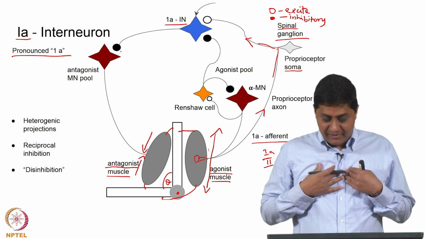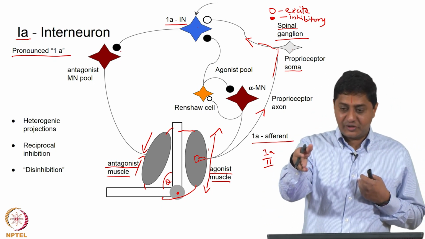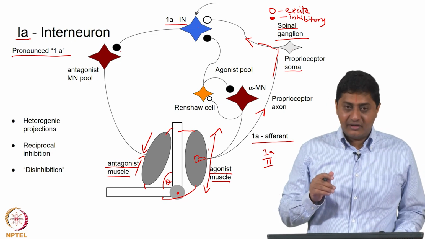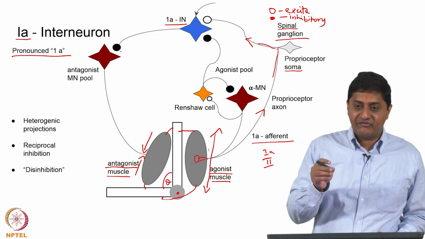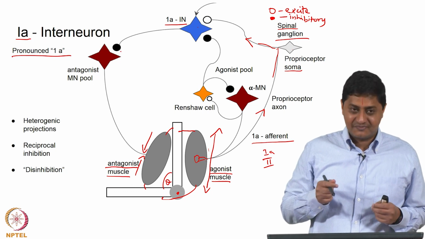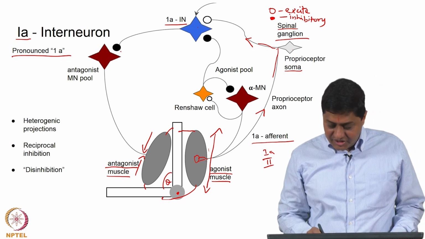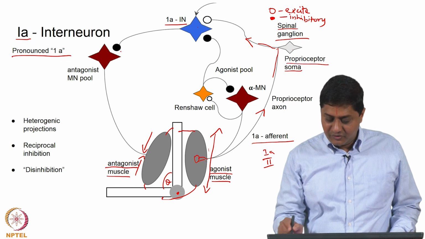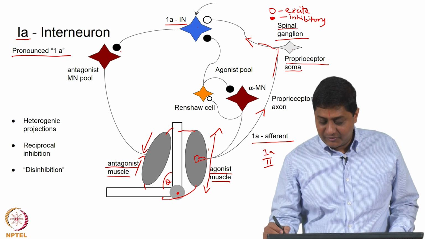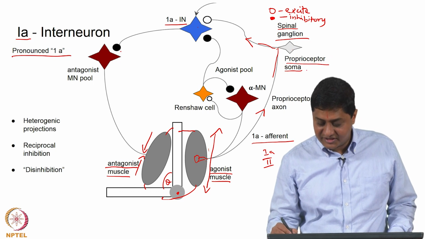Let us assume I am the agonist muscle, somebody is pulling me, the antagonist muscle is pulling me, and I am trying to minimize the amount of that antagonist activation. So, I will not be pulled too much. That information goes via the proprioceptor neuron through the 1A interneuron. Note, the information from the proprioceptor neuron is always excitatory.